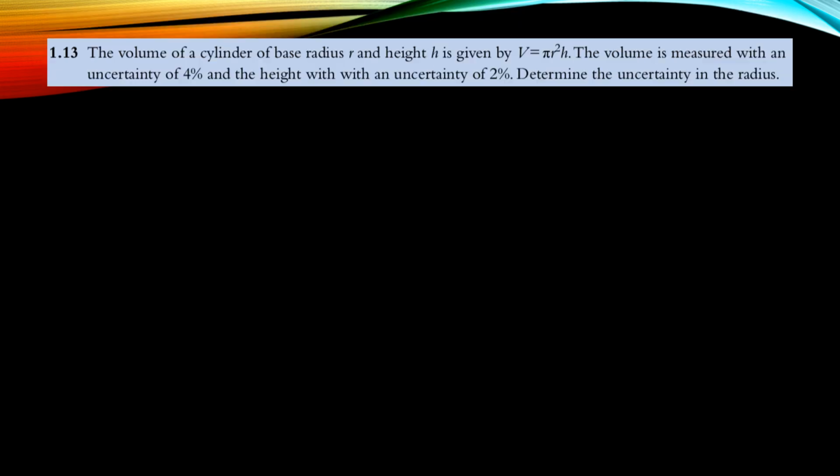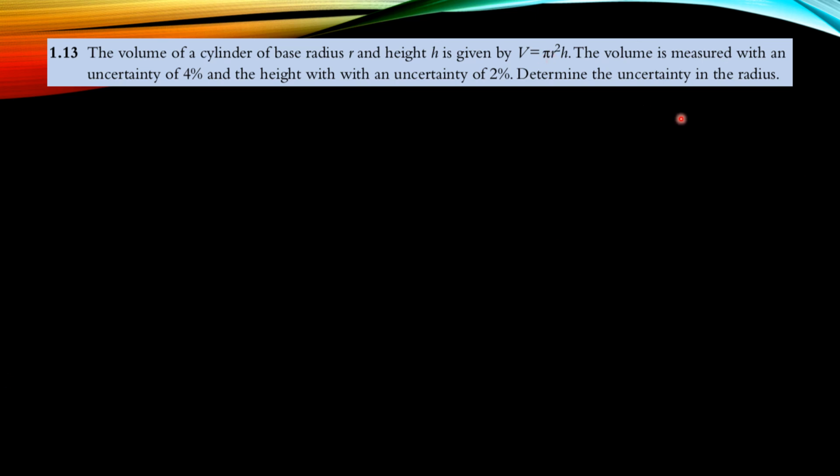Okay, another example. We have the volume of a cylinder of base of radius r and height h is given by volume is pi r squared h. Now we've been told the volume is measured with an uncertainty of 4% and the height with an uncertainty of 2%, so we want the uncertainty in the radius. Now, the first thing we've got to do is rearrange this equation for r.